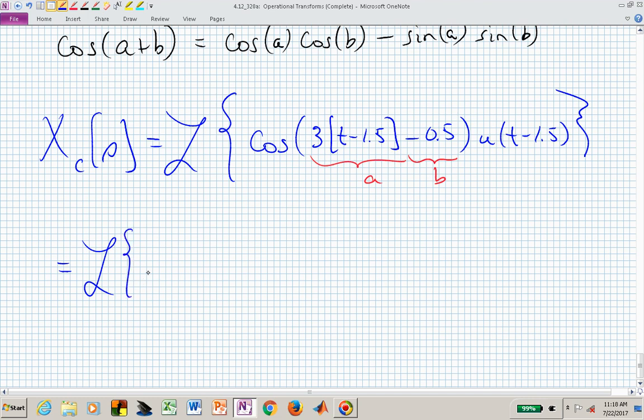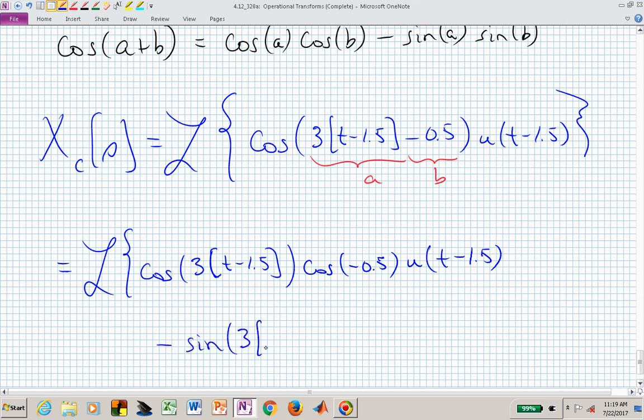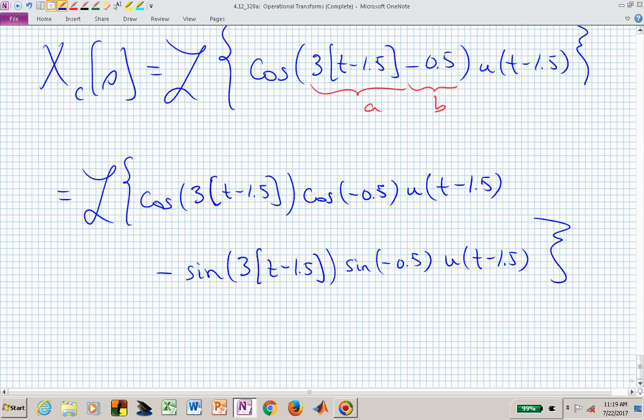We have the Laplace transform of the cosine of 3 t minus 1.5 times cosine of minus 0.5, that's the cosine A cosine B, scaled by u of t, or switched on by u of t minus 1.5, minus sine of 3 t minus 1.5 sine of minus 0.5 u of t minus 1.5. And now we have rewritten this so that we have consistency between our time domain argument in our cosine and the switch.